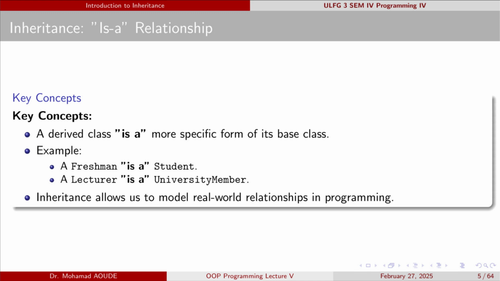Inheritance always answers the question: is a derived class truly a type of the base class? A freshman is a student. A cat is an animal. If the answer is yes, inheritance makes sense. Good inheritance creates natural hierarchies. Bad inheritance creates confusion. Always think carefully about the ISA rule.